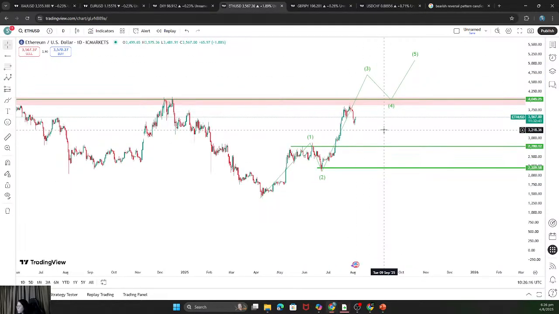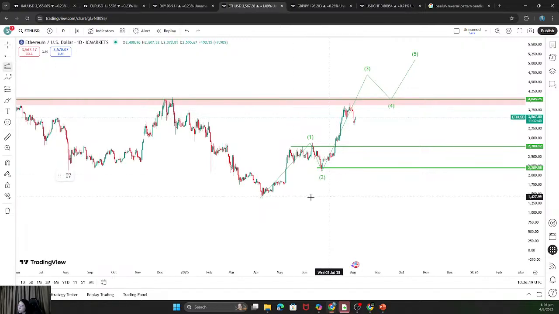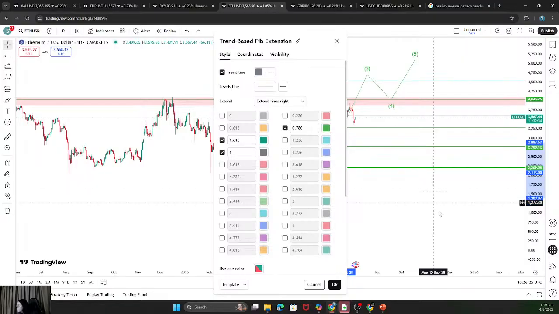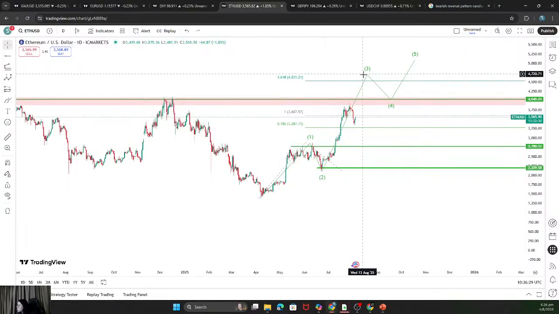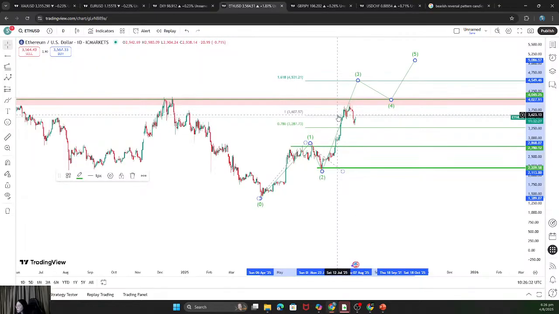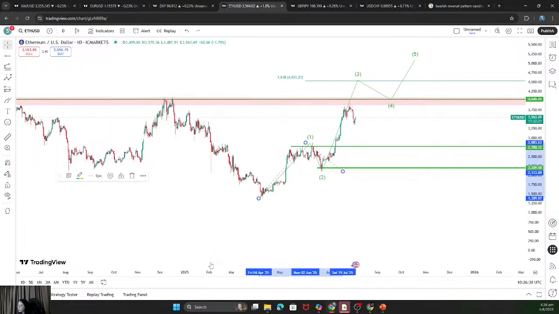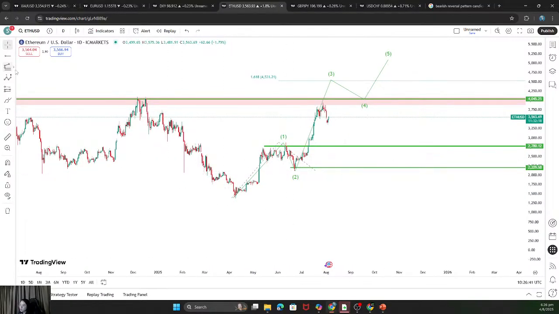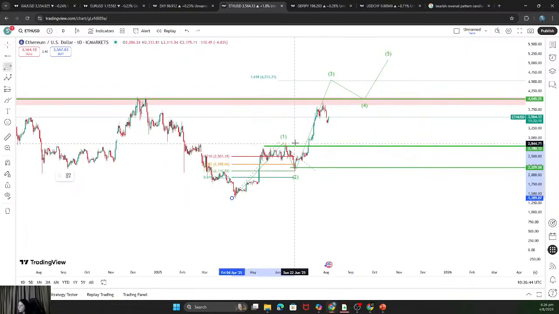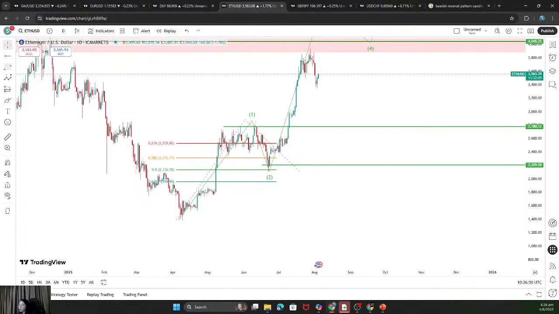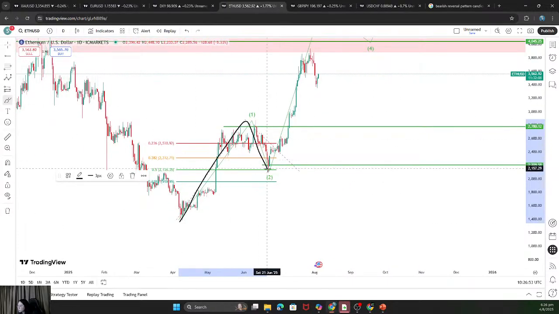Why do I think 3 is way higher? Because 3 is usually 161.8 of 1. 161.8 is up there. Yeah, so it's up there. So I don't think Ethereum is done. Because if we're just using the usual guidelines for Elliott wave, it usually goes to 161.8, and then oh yeah, it meets perfectly, because usually wave 2 goes to 50%, which you can see it came up to exactly 50%.